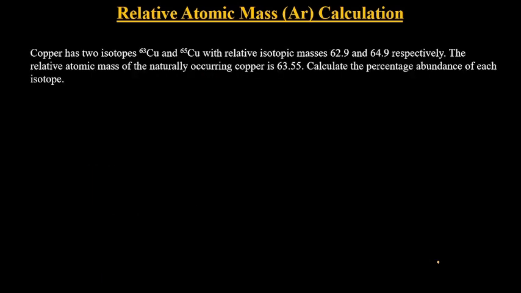Now let's look at one more question. This question says copper has two isotopes, copper 63 and copper 65, with relative isotopic masses of 62.9 and 64.9 respectively. The relative atomic mass of the naturally occurring copper is 63.55. So we are given the relative atomic mass, AR. Now we've been asked to calculate the percentage abundance of each isotope. All right, so how do we go about this?